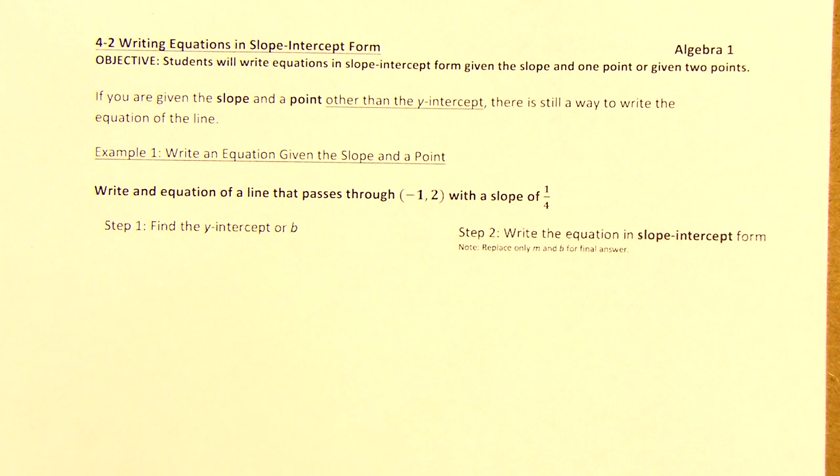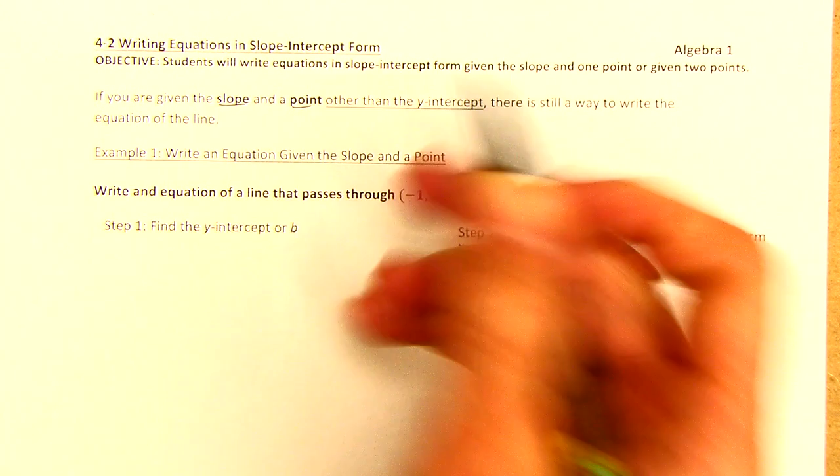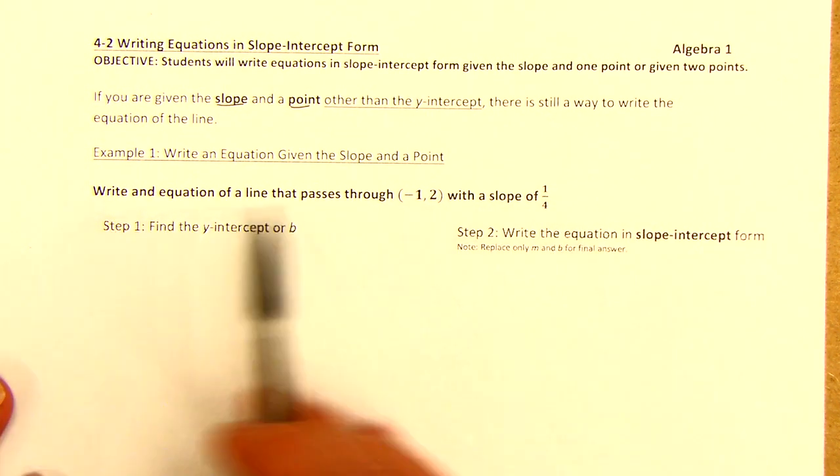All right, so obviously with slope-intercept form, the two things that you need, if you're given a slope and a point, other than the y-intercept, there's still a way to do that. Okay, there's basically two steps. You have to find the slope or get the slope. Usually they give it to you. Take a look at this example.